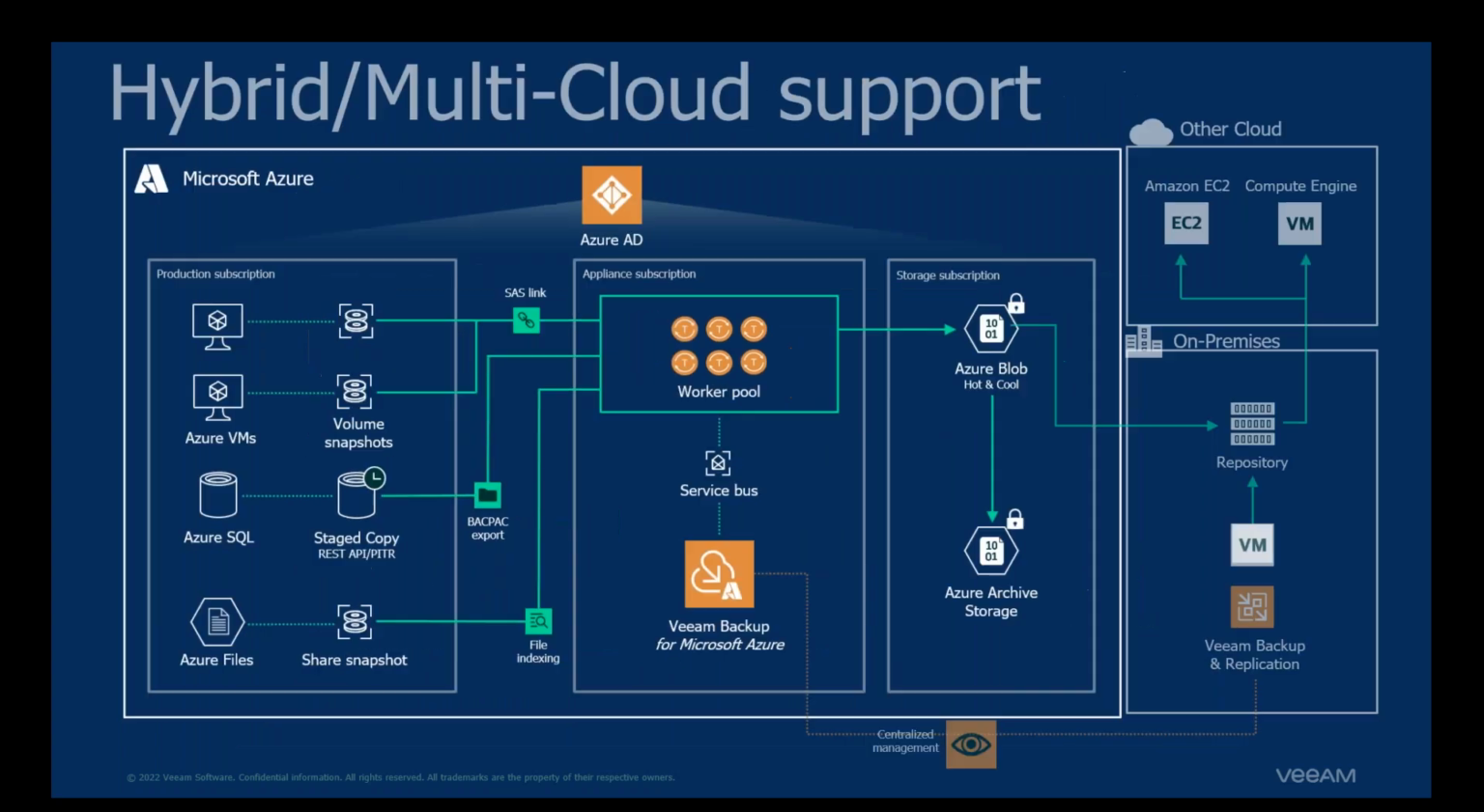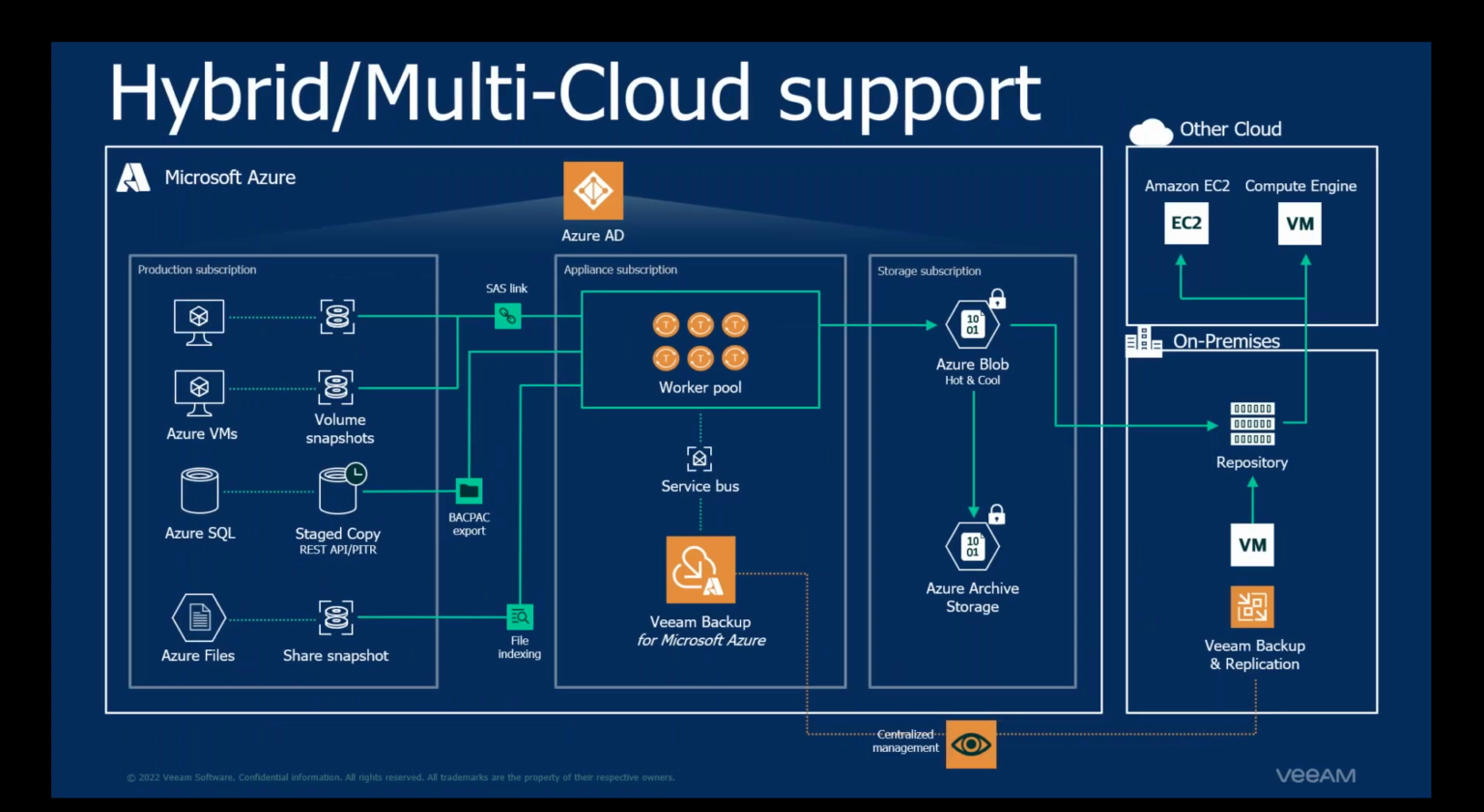On to the next slide, which shows the hybrid multi-cloud support. So very quickly, it's the same story. I've added centralized management at the bottom. And you have on the right an on-premises environment or another cloud at the top right, Amazon EC2 or Compute Engine, where you may want to restore some workloads. The options or possibilities are there. This is how ideally a customer would set up Veeam Backup for Microsoft Azure if they have to handle it themselves.